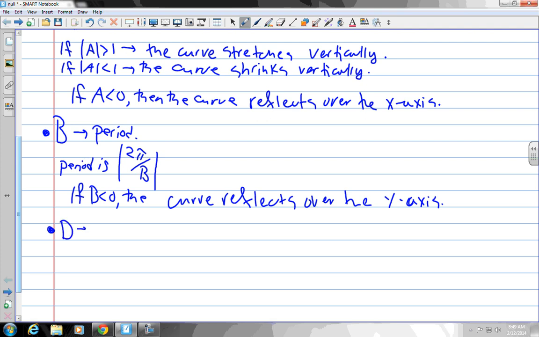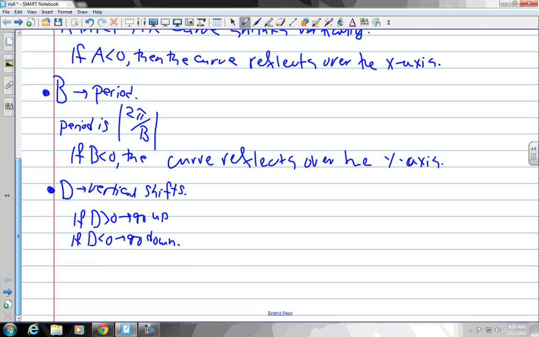Now D, those are vertical shifts. If D is positive, go up. If D is negative, go down. Okay? Now, C, we mentioned what C is going to do.